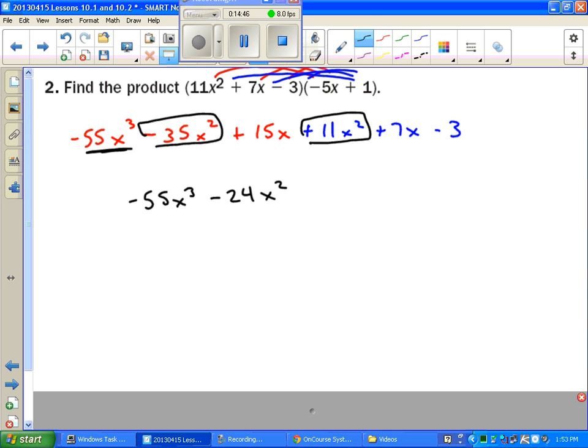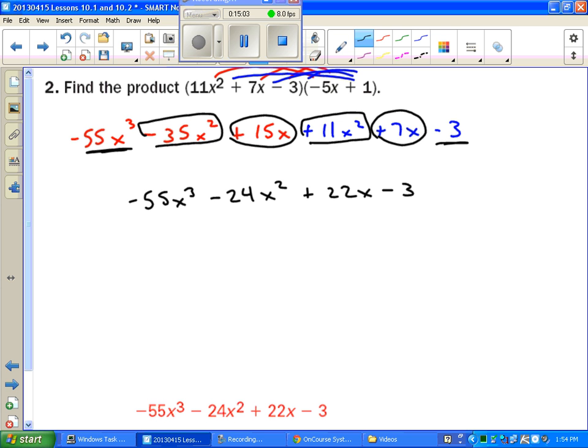Then you combine your like terms that are x to the first power. 15x to the first power and 7x to the first power is plus 22x to the first power. The last thing you have is your minus 3, and that is in standard form for you. Negative 55x to the third minus 24x squared plus 22x minus 3.